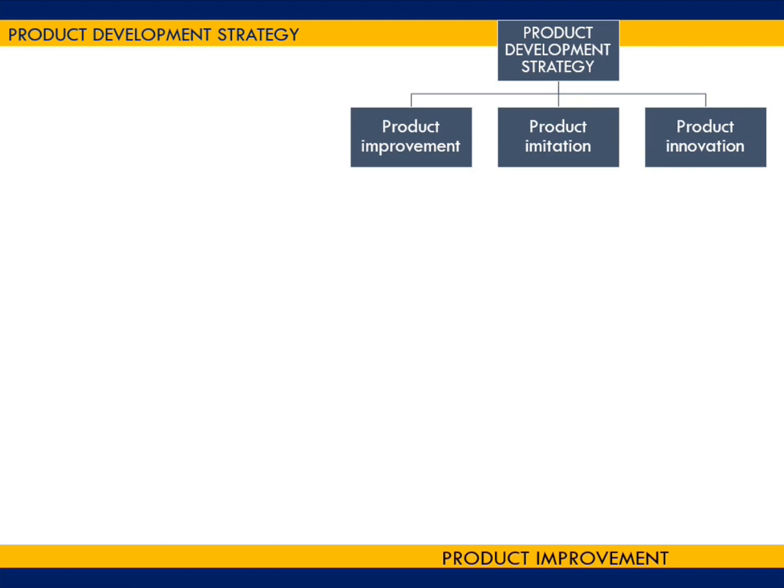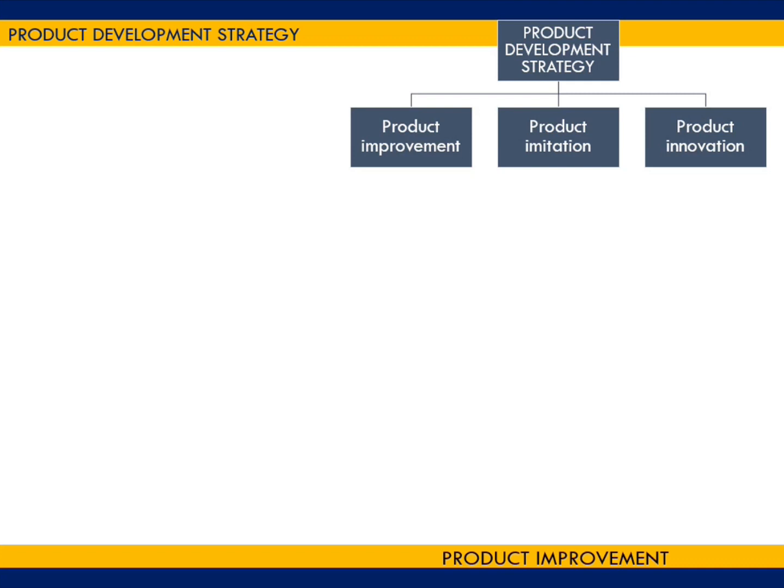One is product improvement. Product improvement is a strategy wherein you take the idea from an existing product. The product already exists in the market, so you are using the concept of an existing product, and all you're trying to do is add some new features or alter some features and relaunch that same product into the market. So that's your first option.